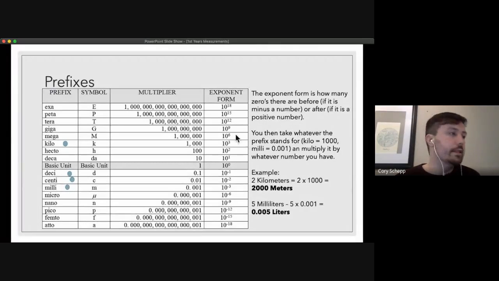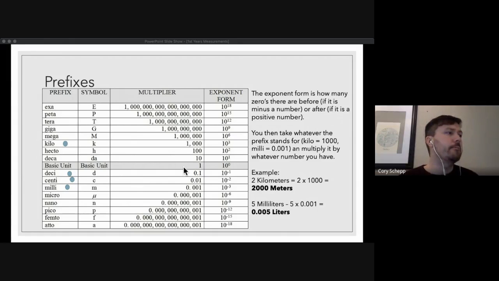So what you guys need to do is, you see where I have these little blue circles. You need a chart that is 4 rows down and 4 rows across, okay? And take down kilo, that's the prefix, the symbol, what it multiplies by, and then something called the exponent form, which is what I'll talk about in a second, okay? So go ahead and take that down in your copies real quick.